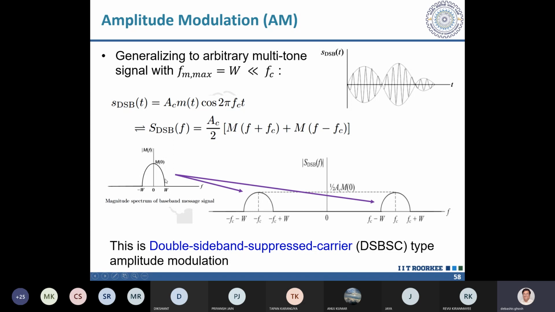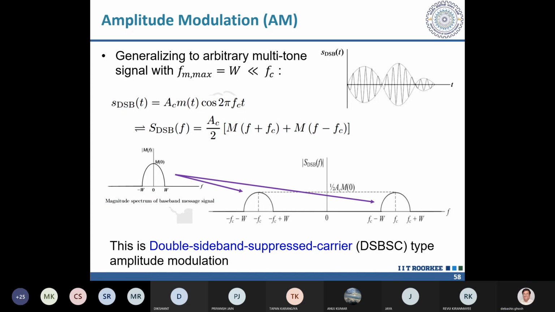Why double sideband? You see here, I was having one sideband, 0 to 3.4 kilohertz. But now I am having fc plus 3.4 and fc minus 3.4. So there are two sidebands, and the total width of this now becomes 6.8 kilohertz, that is 2W. So this is one sideband and we are having two sidebands like this. That's why it is called double sideband.